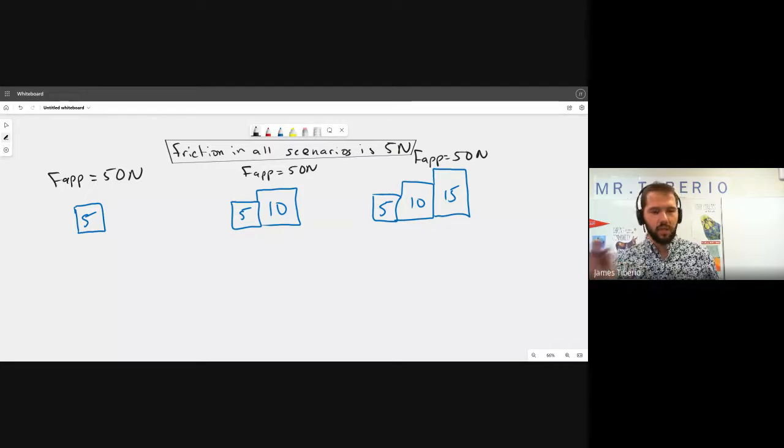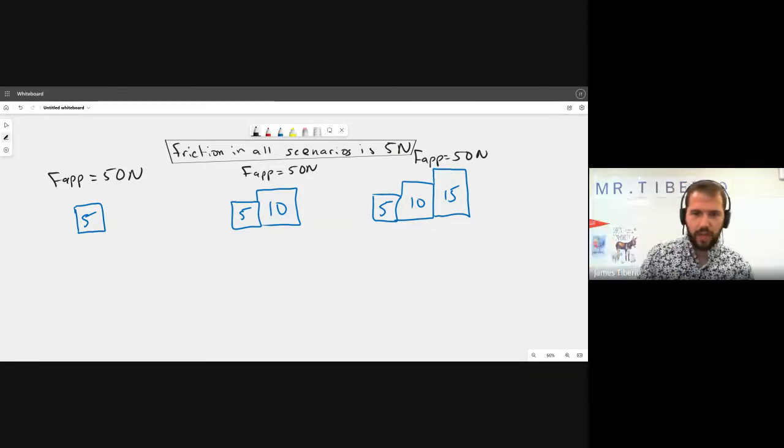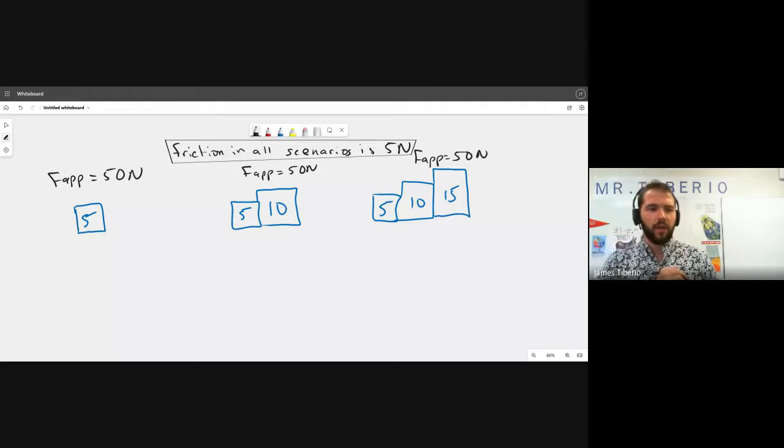And so as you can see on my picture, I have three different scenarios set up. They all have the same applied force, they all have different masses, and in all three scenarios, friction will be 5 newtons on all of them, just to keep it easy for today.